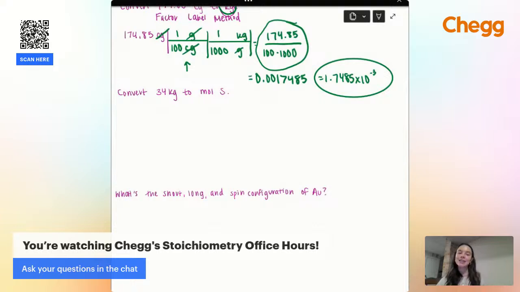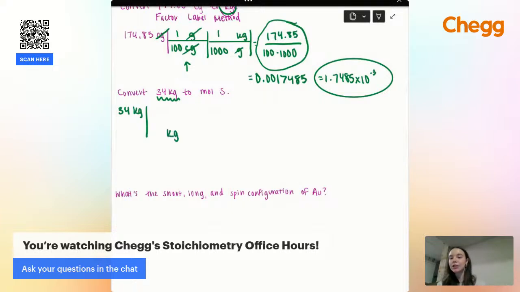All right, so we're going to do the same thing basically that we did above. We're going to use our factor label method. So we start out with 34 kilograms because that's what the problem gives us right here, as you can see. And then we want to get to moles. So like I said again before, we have to go to that base unit. That base unit is the equivalent for everything. So we have to go to grams first.